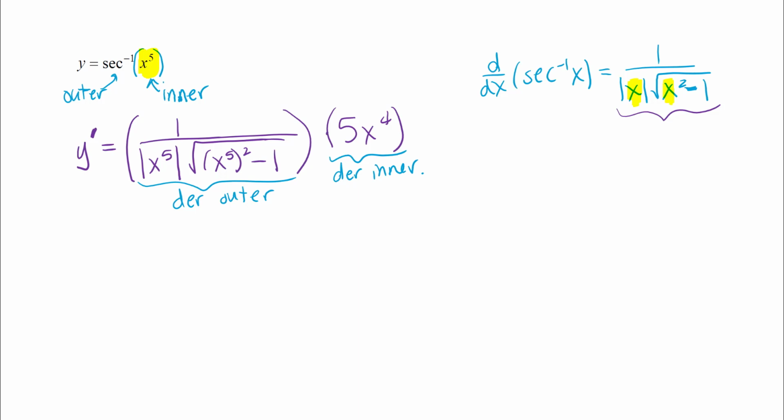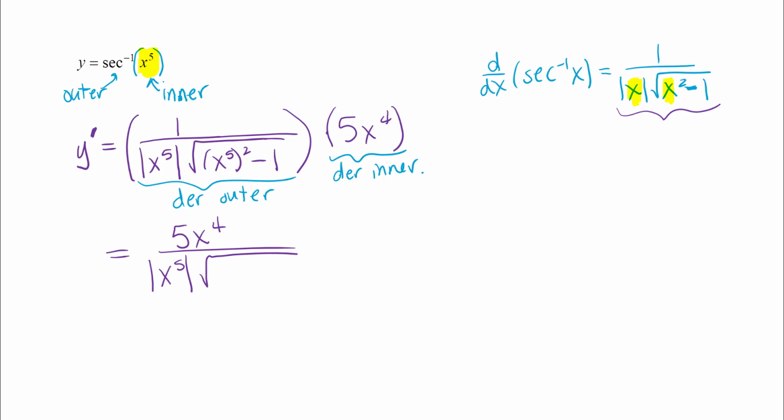So at this point now, I could leave my answer like that if I really want to. I could also do a little bit of tidying up here, so I'll do that. There's a lot of algebra in this problem to tidy it up. I might start by writing 5x to the fourth over absolute value of x to the fifth. And then inside the radical, I have x to the fifth, the quantity squared. So there's a property of exponents that I need to use there. a to the m to the nth power. So the rule is that you multiply those exponents.